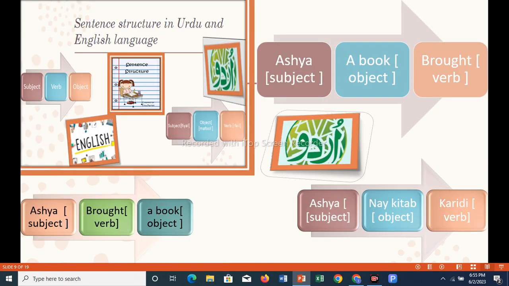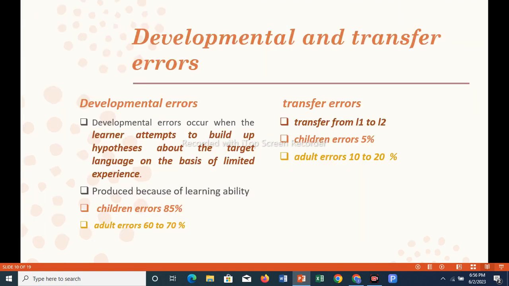So if I would say that Aisha brought a book, the sentence here contains a subject, verb and object. However, if I would use the same structure of the Urdu language in the sentence, I would say "Aisha a book brought," which would be inappropriate, as the verb is at the end in the Urdu language.